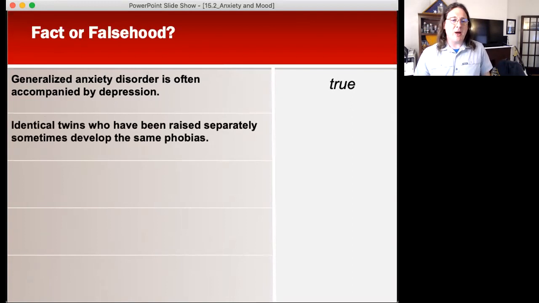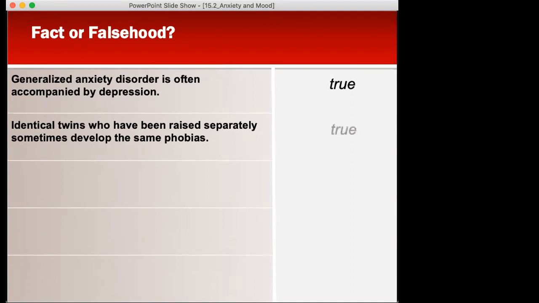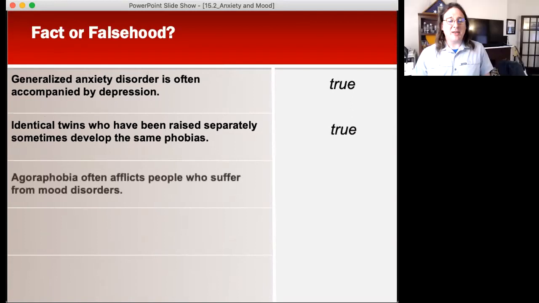Identical twins who have been raised separately sometimes develop the same phobias. True. Actually, yes, that's true. We'll talk about that in a little bit. All right. Agoraphobia often afflicts people who suffer from mood disorders.